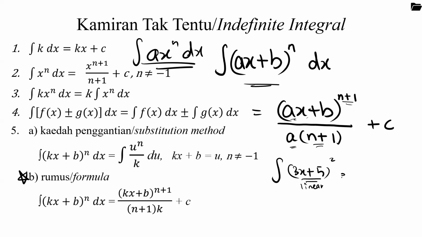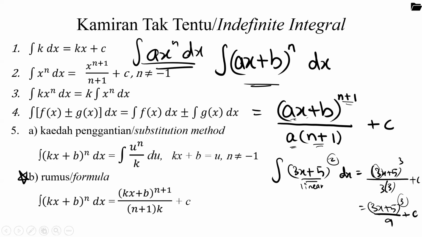So for this one, when you integrate it, you have (3x + 5) raised to the power 2 plus 1, which is 3, divided by the 3 and divided by the coefficient of your x, 3. So plus c. The answer is (3x + 5) to the power of 3 over 9 plus c. See, the power increases by 1, right? Yeah, that's one way to check whether it's correct or not. Increase your power by 1.